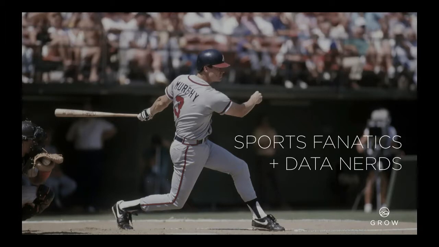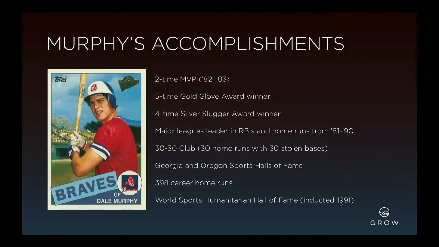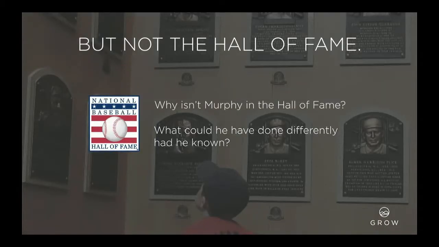But to illustrate this story a little bit further, Dale Murphy had a fantastic career. He's a 2-time NL MVP, a 5-time Gold Glove winner, a 4-time Silver Slugger Award winner, and you can see the rest of those. The other one I want to highlight is 398 career home runs. That's a decent amount of home runs. But for those stats, for someone that's a back-to-back MVP, there's no other person that has those same accolades that's not in the Hall of Fame, except for Dale Murphy. He's not in the Hall of Fame.